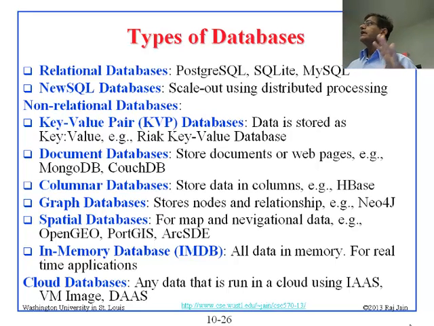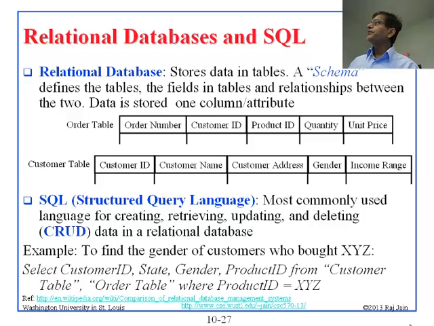First of all, databases are of many types. Okay, first type of database is a relational database, and relational databases store data in tables. So for example, you could have an order table. In the order table, you will have order number, customer ID, product ID, quantity, and unit price. That is how the orders are coming in. You keep filling in this table. That is your order table, right?